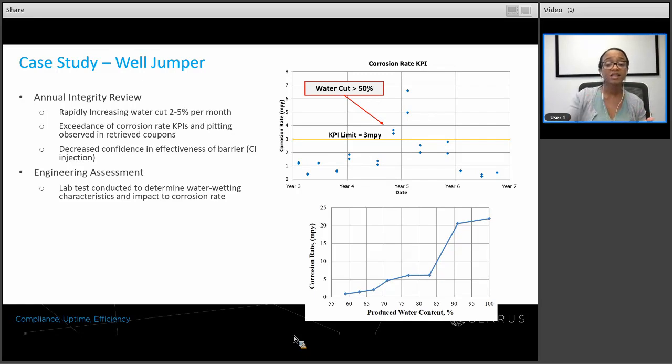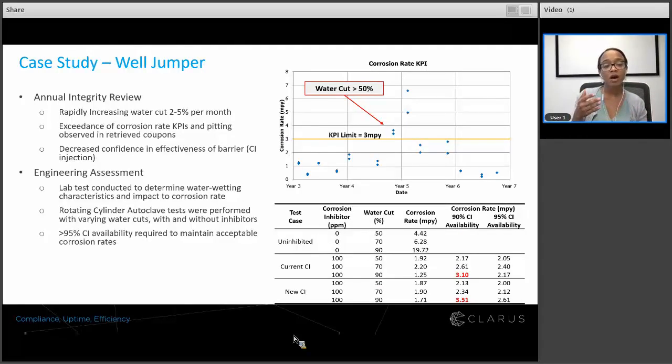And so the next step was, let's look at another potential chemical, and can we meet our acceptable corrosion rate of 3 mils per year at the different water cuts. So we conducted rotating cylinder autoclave testing with the lab, performed at varying water cuts. Since we were at 50% water cut at that time, we looked at 50, 70, 90%, both uninhibited samples and inhibited samples. We found that both chemicals had acceptable corrosion rates under those conditions.